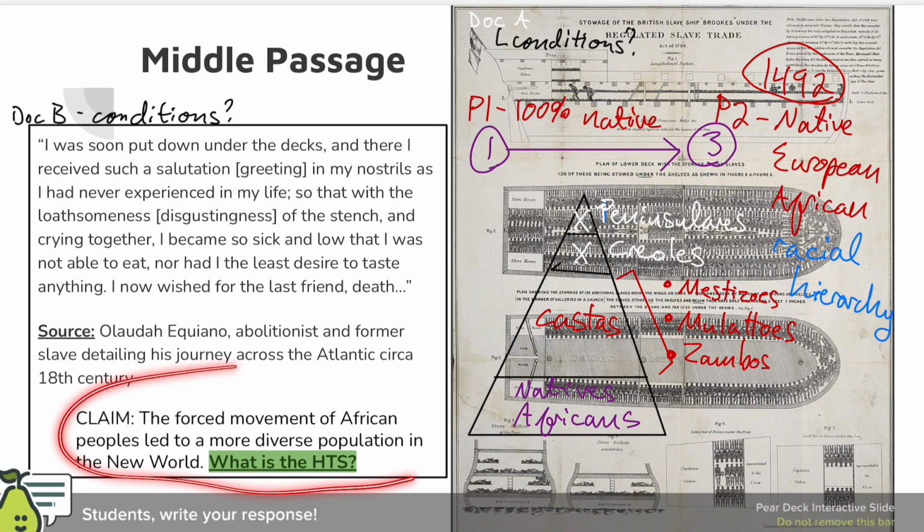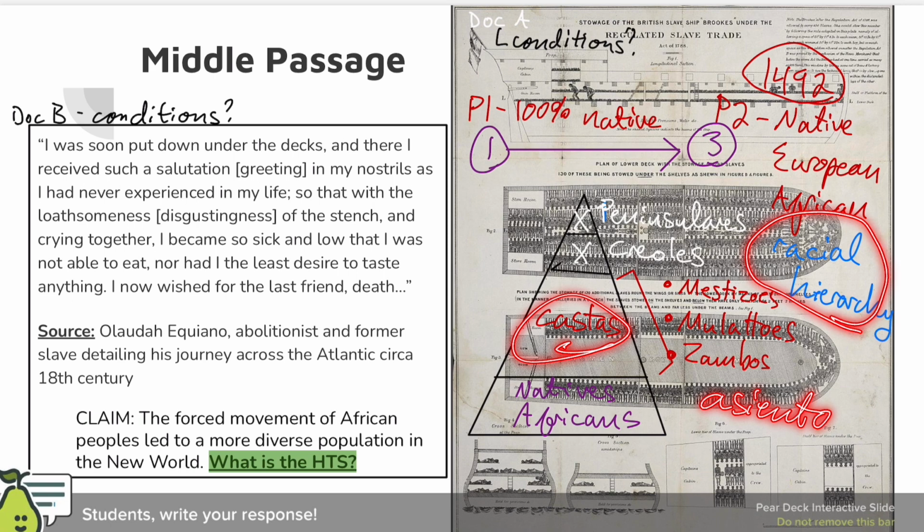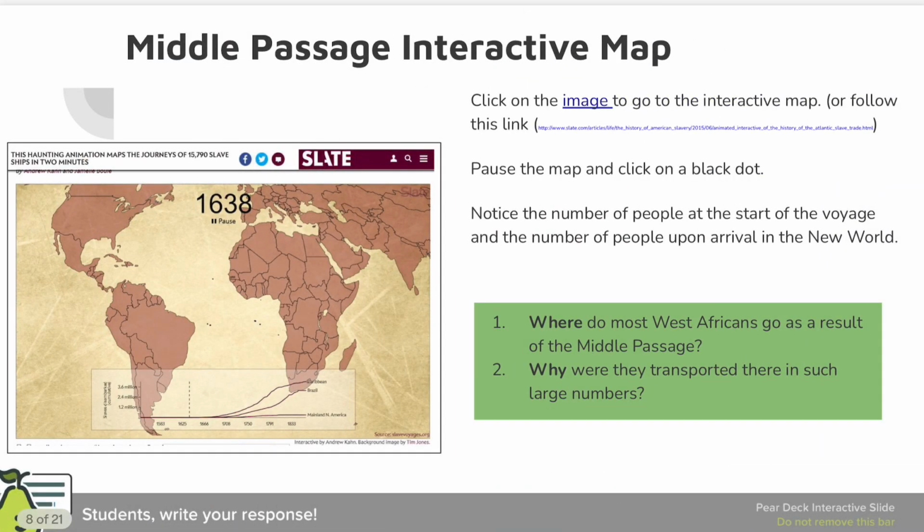Would that support our claim of the diaspora leading to a more diverse population in the New World? Absolutely. We went from 1 to 3. And look at all these vocab words that you could use to support that claim. You have the castas, you have the African population being brought over in the Asiento, and this new social hierarchy that's created, specifically talking about the population of people in the Americas. Okay, are we good on this slide?